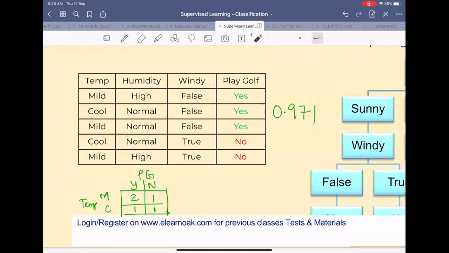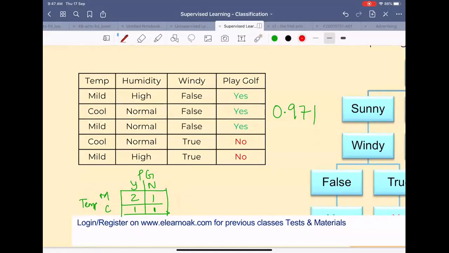Then, if I try to evaluate the entropy here, yes and no are mixed. I have a mixed set both for mild and for cool. Since I have a mixed set, I will have a high entropy. Of course, you can evaluate this, and you will end up with a high number of entropy. Let's look at another example.